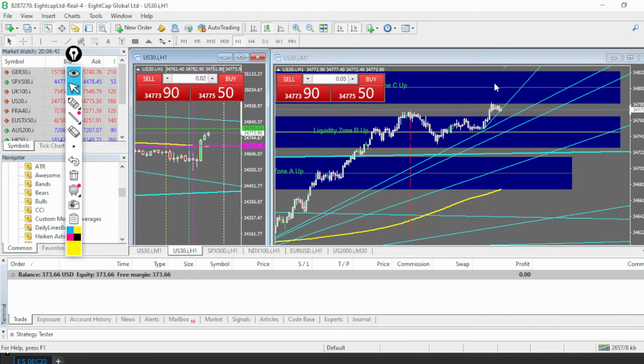I'm going to wait patiently, especially if I see a red bar, a red 1 hour bar close at around a liquidity zone. That gives me even more confirmation that price could be coming down more aggressively. Red 1 hour bars at liquidity zones, it's like yippee, hooray.